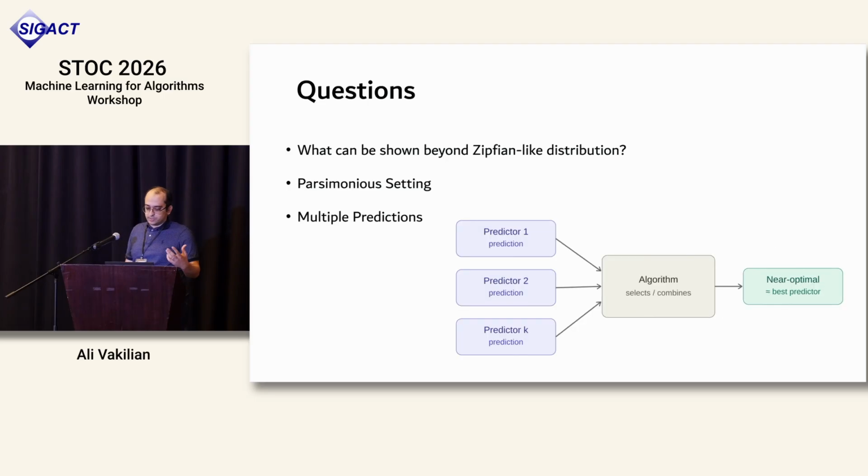And the other one is using multiple predictions to design a good streaming algorithm, where good here means being comparable to the best existing predictor. This has been studied more in the online setting, but for streaming, I don't know of any work considering multiple predictions.